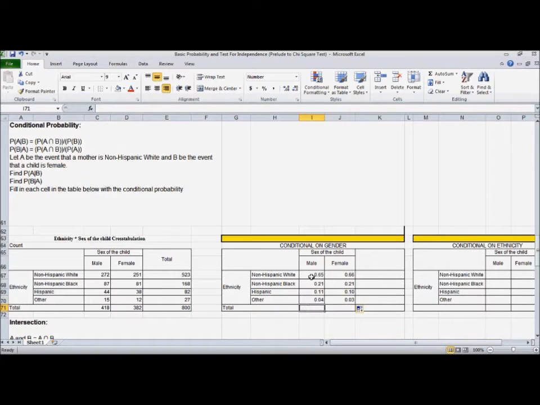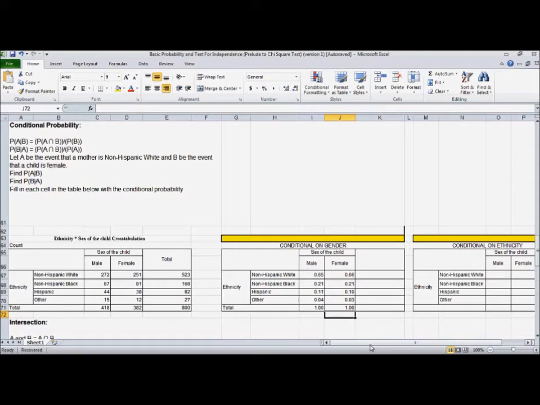Now these totals should, guess what they should add up to? They should add up to 1. So these totals should add up to 1. So we should get 1 as our sum for both columns. And we see that we do get 1 as our sum.